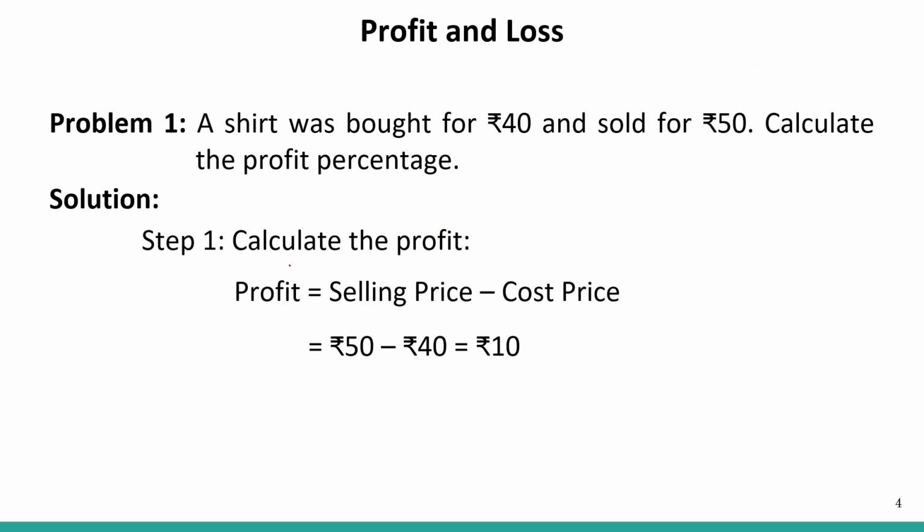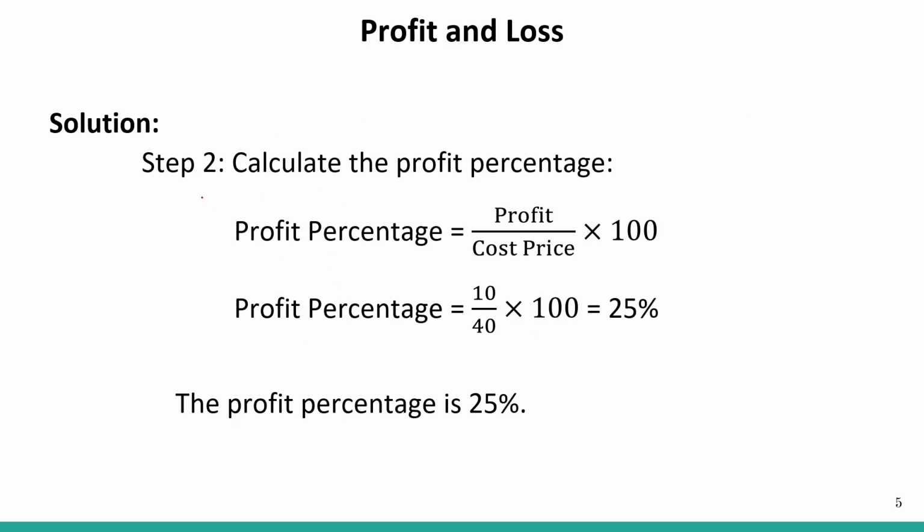Let's see the step-by-step solution. Calculating the profit: selling price minus cost price, so 50 minus 40 is equal to 10. Step number 2: calculate the profit percentage. Profit percentage is equal to profit by cost price into 100, which is 10 by 40 into 100, equal to 25%. So the profit percentage will be 25%.